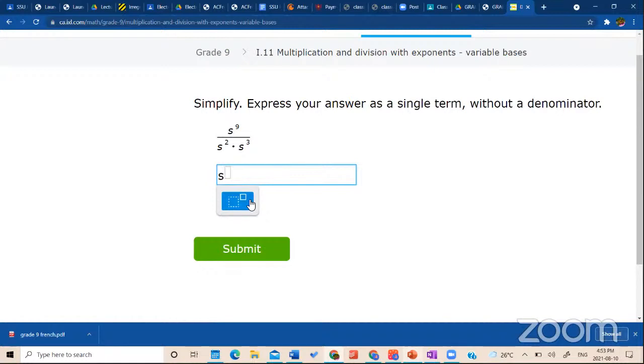It's going to be 10. This one's going to be 10. Really? 9 minus 2 minus 3. Because you have to do 9 and then minus 5. First, in the denominator, you would get s to exponent 5, and then 9 minus 5 would give you 4. 4. Okay, very good.